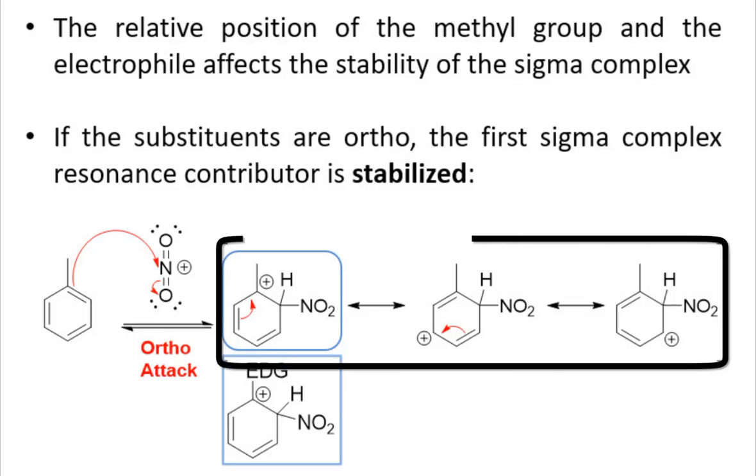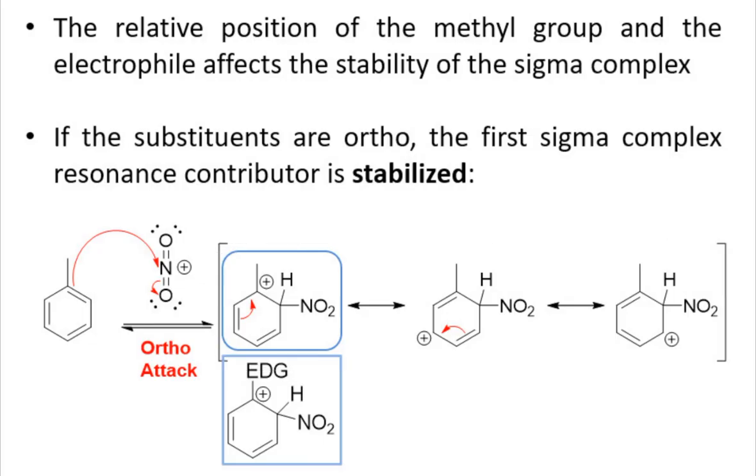In this black rectangle here, we have our 3 possible sigma complex resonance forms. So when we look at these 3 resonance forms, you can see that there's that formal positive charge, which is at different places along the ring. One of these forms, the one highlighted, actually stabilizes that resonance form of the sigma complex by having this electron donating methyl group attached to the carbon that has that formal positive charge. We have hyperconjugation from that methyl substituent stabilizing the carbocation intermediate.